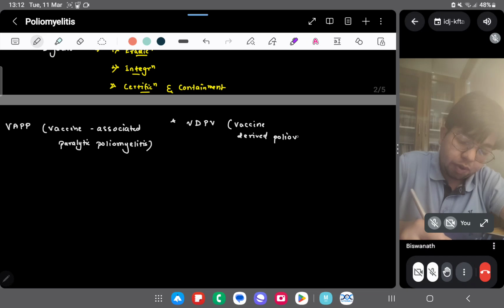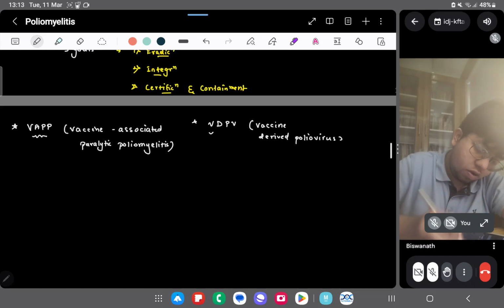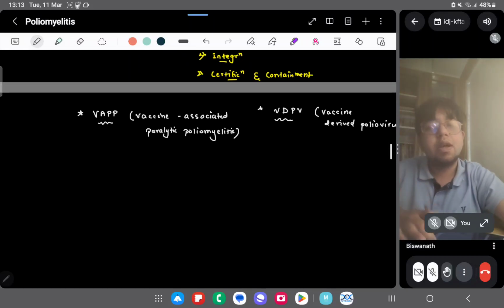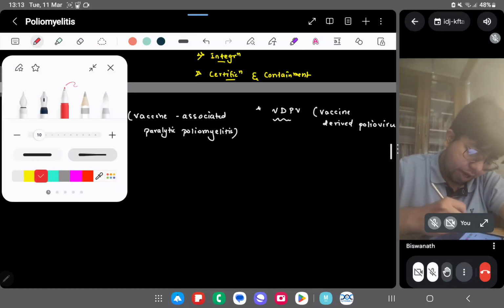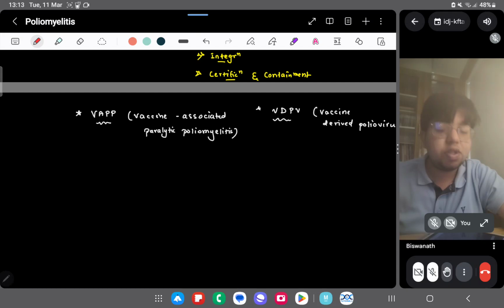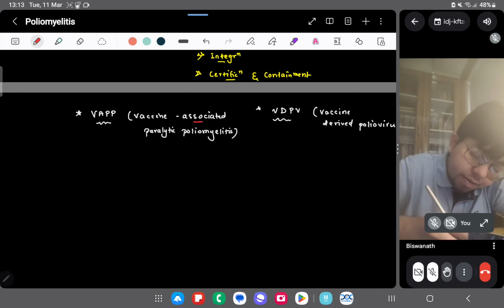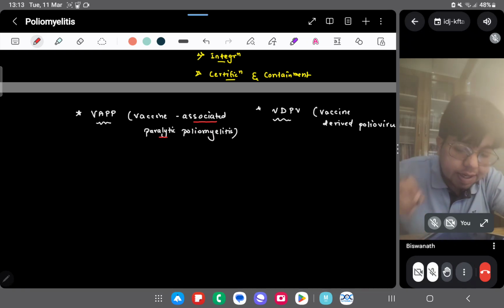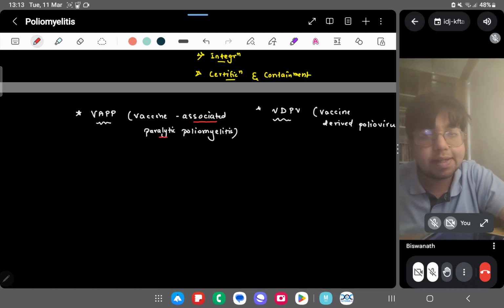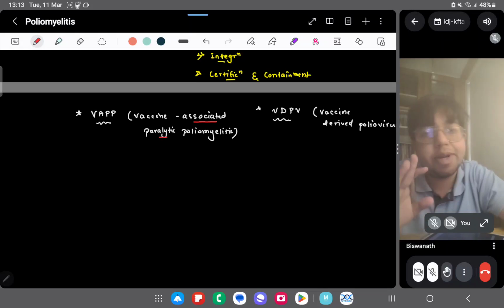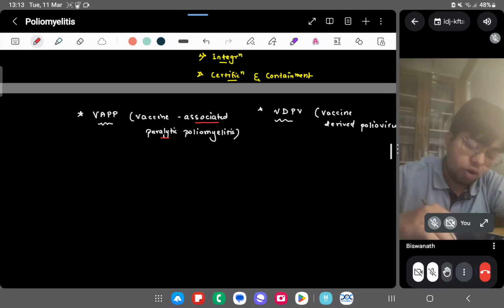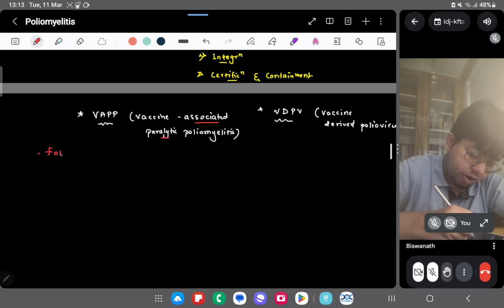Vaccine-derived poliovirus. Okay, this thing. So VAPP is basically vaccine-associated poliomyelitis, due to your polio vaccine. You must be knowing that. You can understand from the name itself: vaccine-associated poliomyelitis, not paralytic poliomyelitis. So it is following OPV. If the person is given OPV, then this condition can occur.